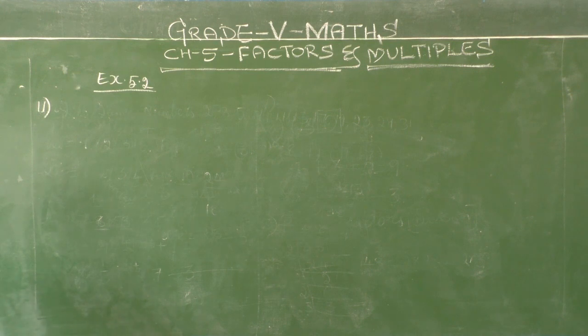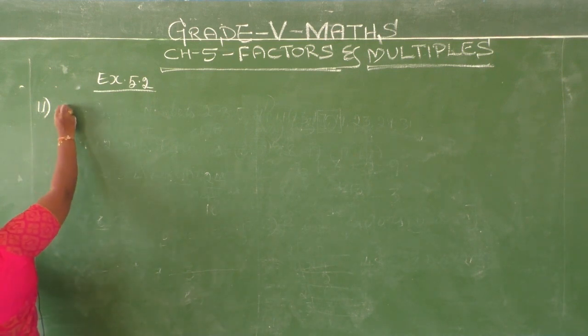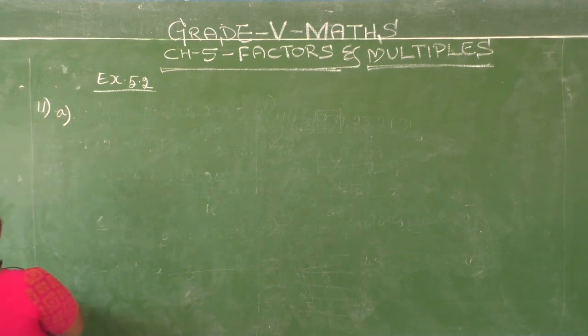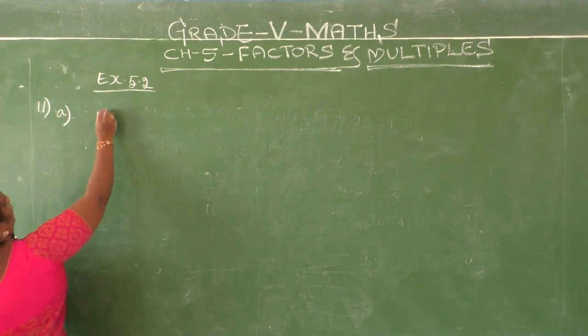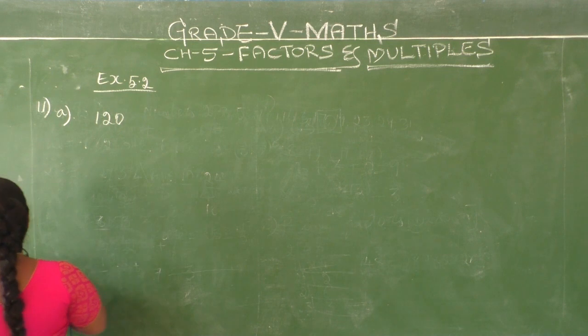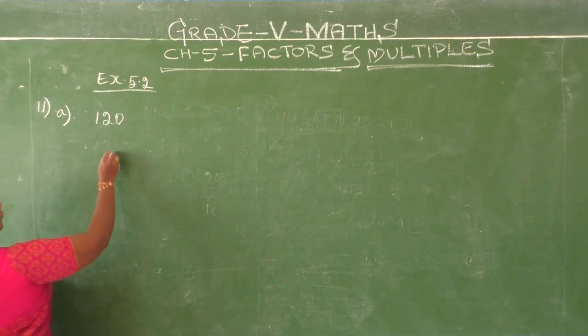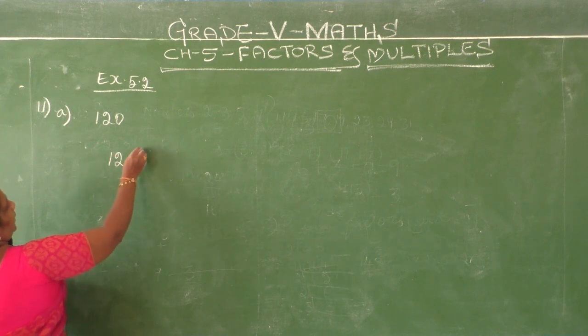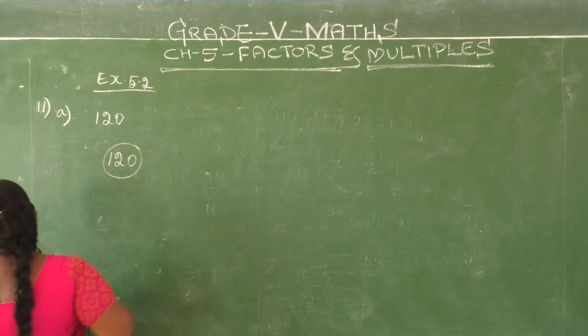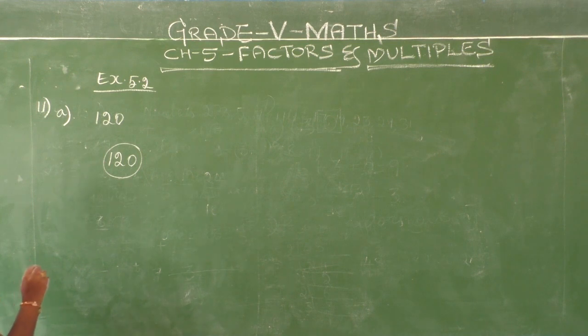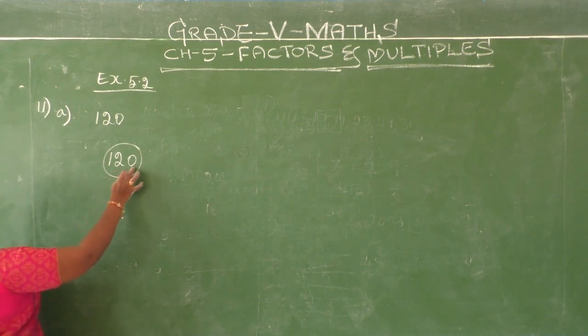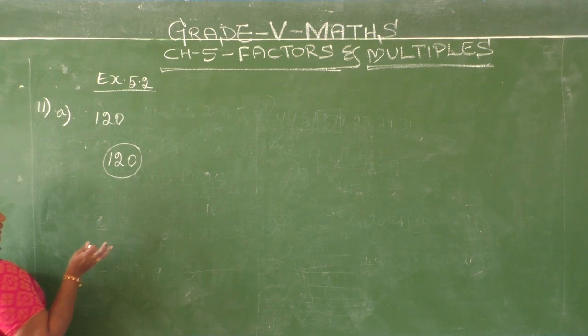Make a factor tree for each of the following. Factor tree. This factor tree you already know, you studied it in your 4th standard also. The first sum they gave is 120. See how you have to find the factor tree. 120. In which table will 120 come? Your ones place is 0, an even number, so definitely it will come in the 2 table.